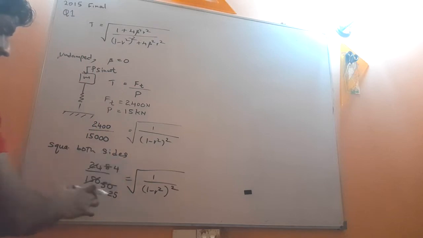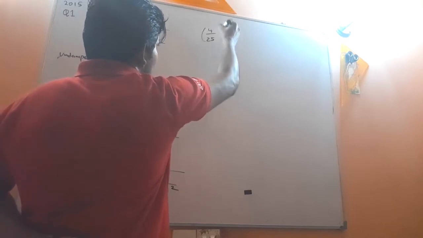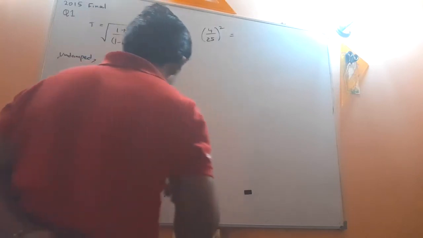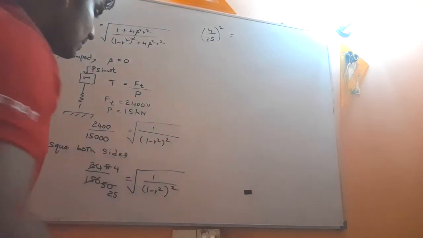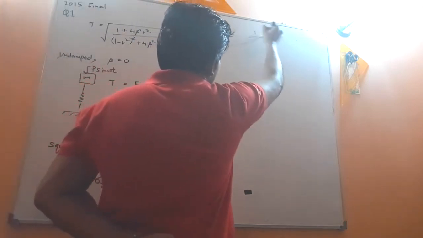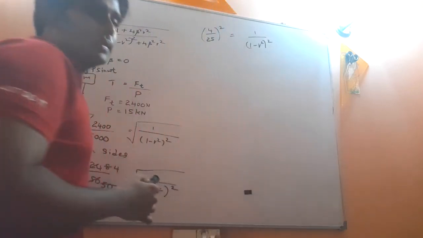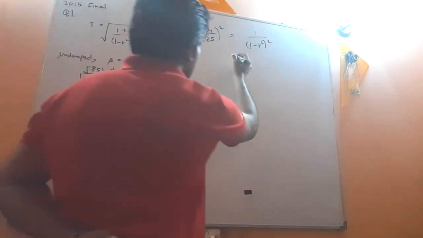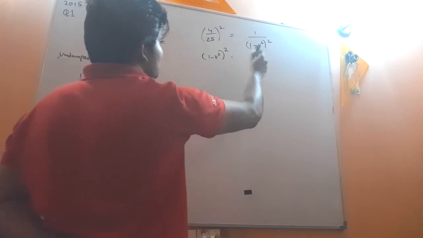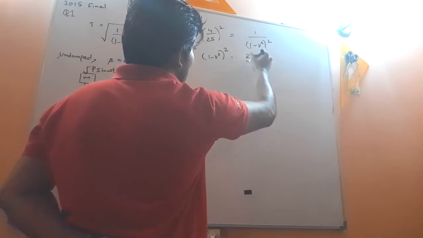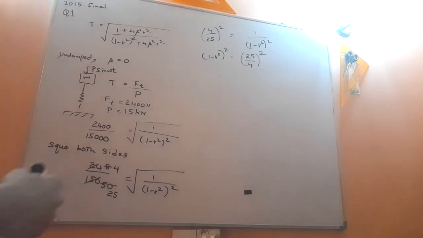If you square this side, you have 4 divided by 25 whole squared equals, and if you square this side, this square root symbol will eliminate, right? So you have 1 minus r squared whole squared. So now we can do cross multiplication. So then it will give you 1 minus r squared whole squared equals 25 divided by 4 whole squared, right?